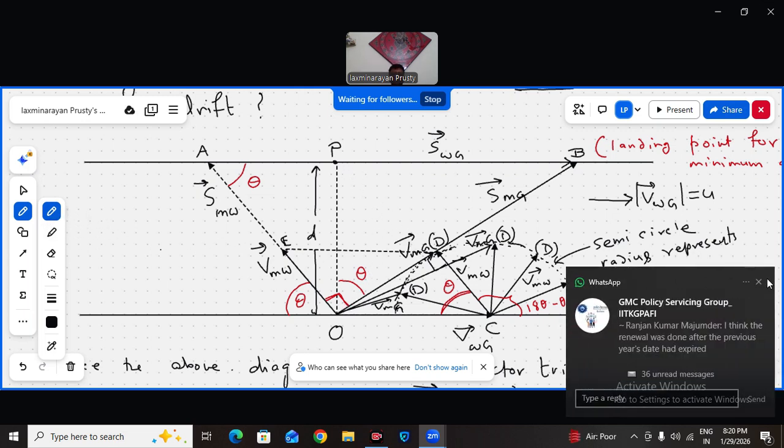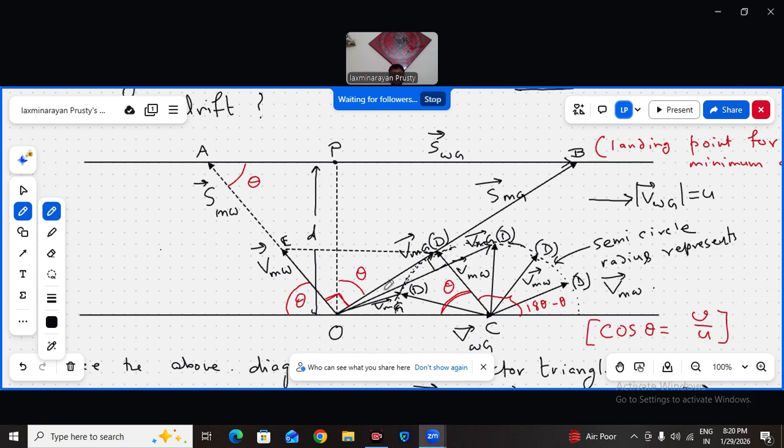He should choose such a direction of his VMW that OD will be closest to OP. That means OD should be tangent to the semicircle. Understood this or not? OD should be closest to OP, and it cannot cut the semicircle, so being tangent to the semicircle is the limit. If he aims like this, VMG will be perpendicular to VMW in that case. So for the minimum drift, this is the direction he should choose.